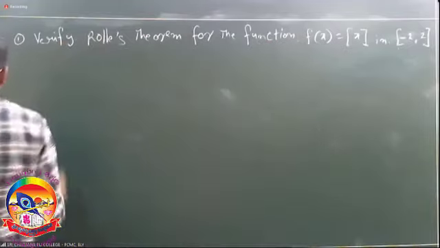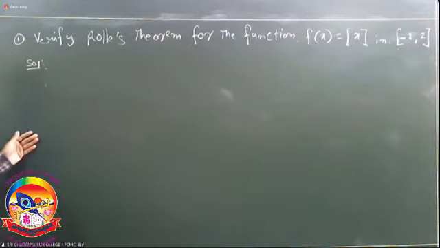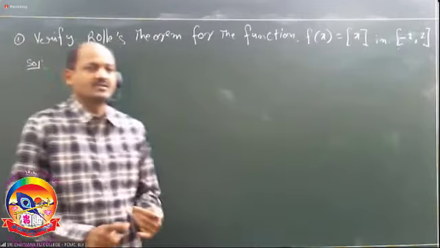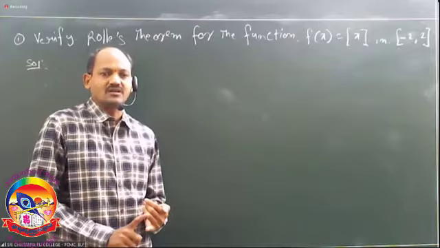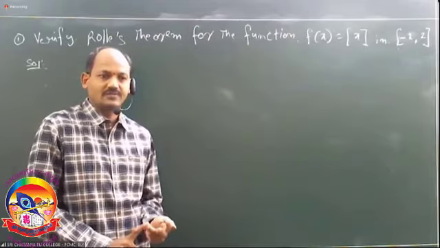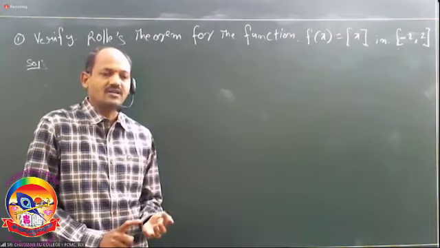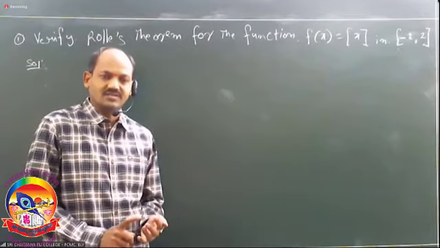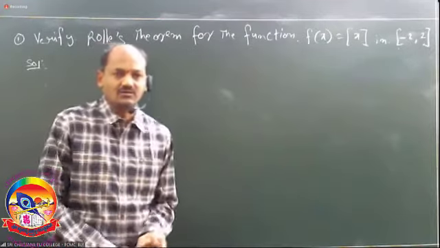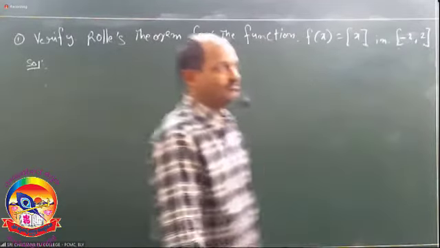How to verify whether the given function satisfies Rolle's theorem? In total, how many conditions are there for Rolle's theorem? First one, it is continuous or not, we have to verify. The second one is it is differentiable or not. Third one is f of a is equal to f of b. If all the conditions of Rolle's theorem are satisfied, then we go to find the C value. That C value must be in between the given interval minus 2 to 2.